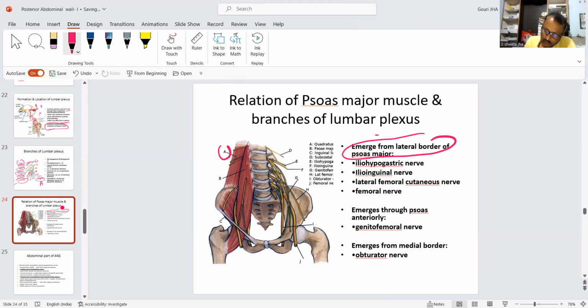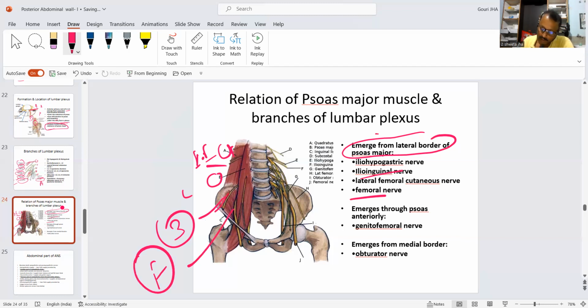Number one, iliohypogastric. Number two is the ilioinguinal. And number three is the lateral cutaneous nerve of thigh. Then we have got the femoral nerve over here. This is the femoral nerve. They are all coming from the lateral aspect.